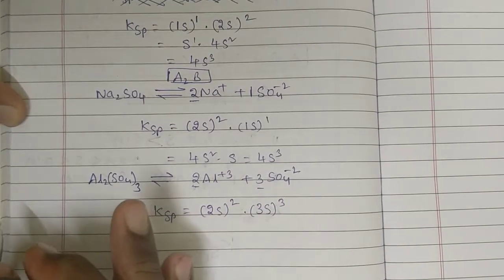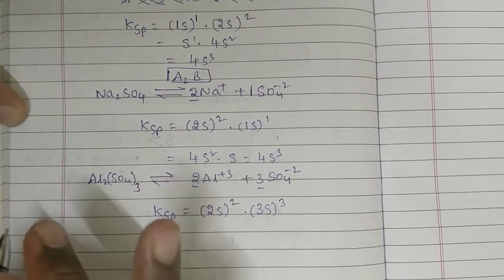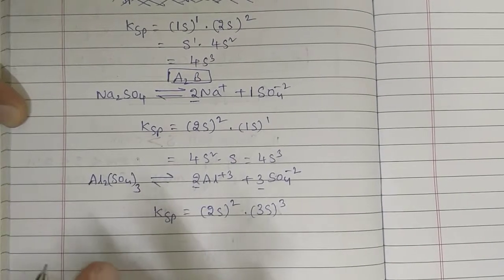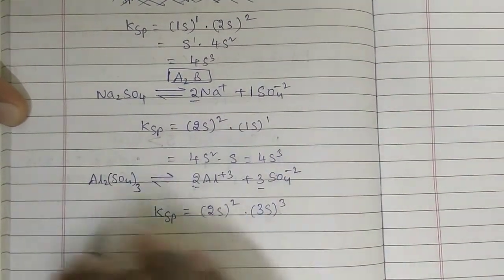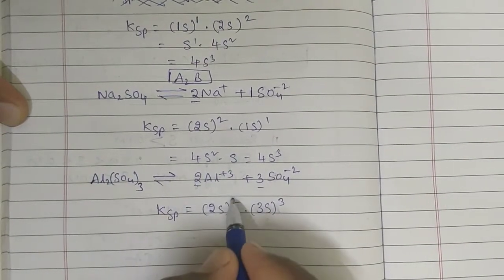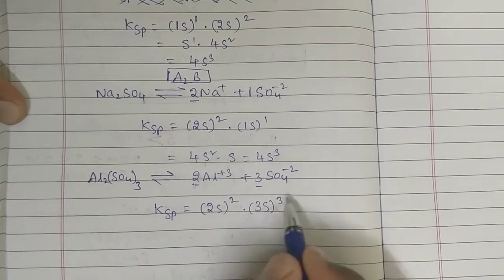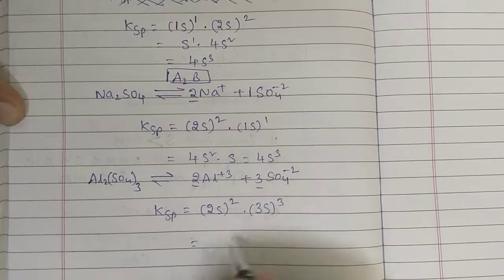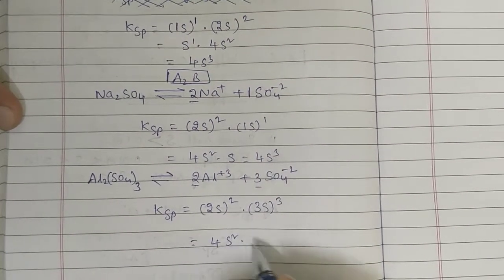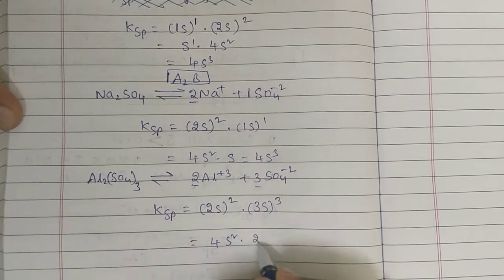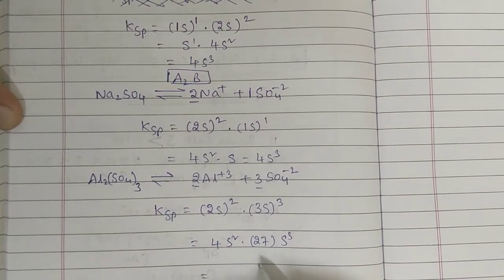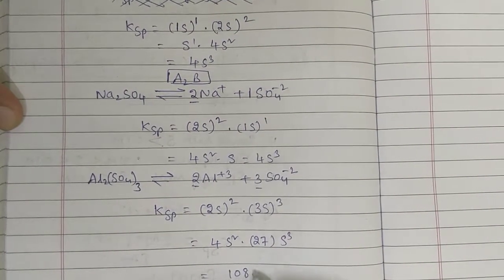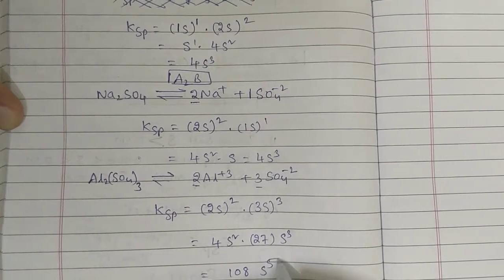Remember this one only. They have given in terms of x and y, so it will be creating confusion. Please, keep all the remaining formulas aside. You can remember this one alone. What is the coefficient? (2s)^2. What is the coefficient? 3. (3s)^3 is equal to, you can multiply 4s^2 into 27s^3, 4 times 27 is 108 s^5.